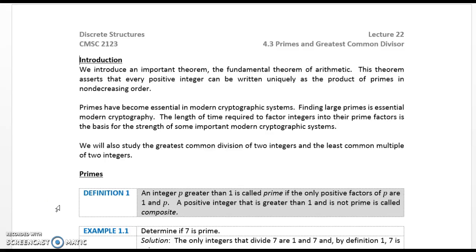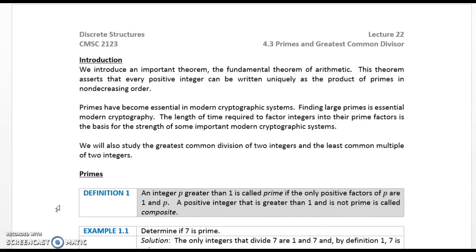Good morning. We introduce an important theorem, the fundamental theorem of arithmetic, in this section. This theorem asserts that every positive integer can be written uniquely as the product of primes in non-decreasing order. Primes have become essential in modern cryptographic systems. Finding large primes is essential in modern cryptography.